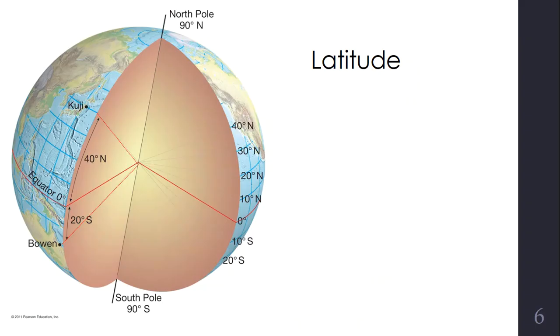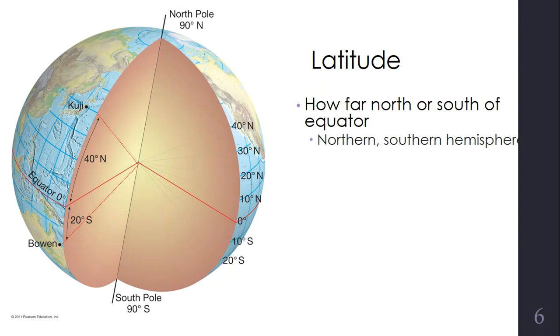So we'll start with latitude. Latitude is how far north or south something is from the equator. And the equator is 0 degrees. The North Pole is 90 degrees north, and the South Pole is 90 degrees south. It divides the planet in between the northern and southern hemisphere.